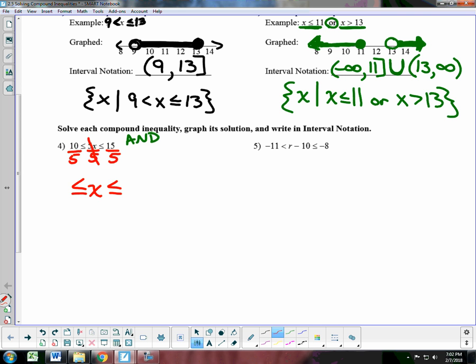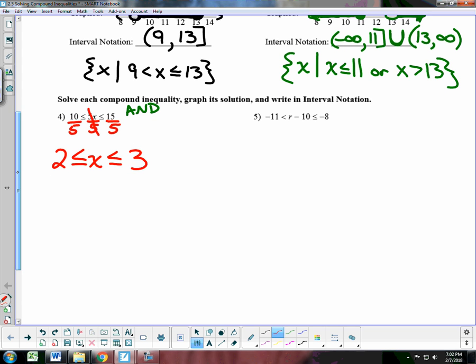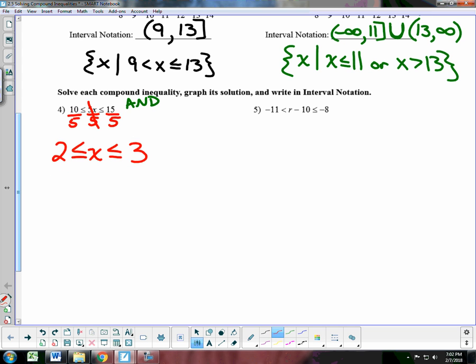And now what's 10 divided by 5? Well, that's 2. What's 15 divided by 5? Well, that's 3. And there we have it. Now we have our inequality. So the x values are from 2 to 3 is what this is telling us. So 2 is less than or equal to x, which is less than or equal to 3. Now let's write that in all the different notations.